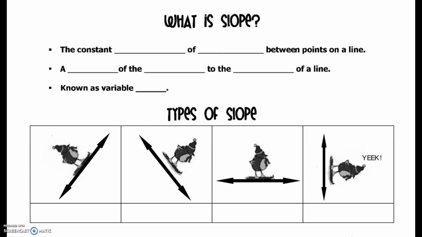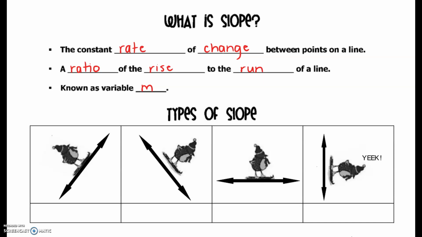We have a couple different ways that we will talk about and use slope throughout the rest of the year, and I will tell you it's a concept that will continue to be used for the next several weeks and beyond. So slope is the constant rate of change between points on a line. It essentially is a ratio, and you probably have heard these two words before, of the rise to the run of a line. We use the letter M to represent slope.